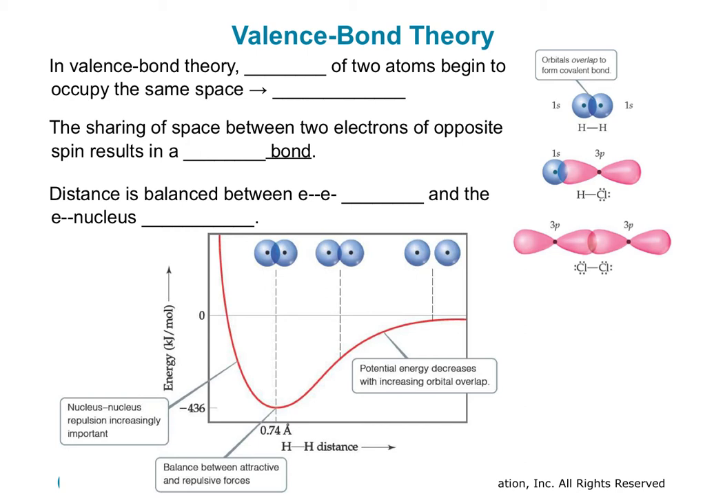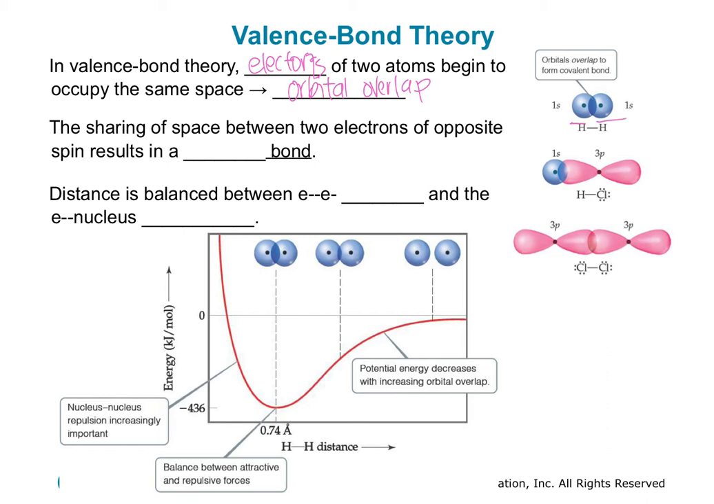So with valence bond theory, it says that when we have electrons from two different atoms, when they start to overlap or occupy the same space, that's when we have a bond. So when we have that orbital overlap, when we share the space, we can see here we have two of our 1s orbitals for hydrogen.